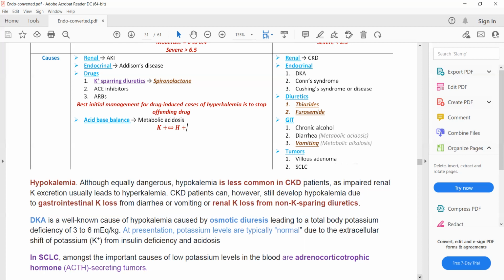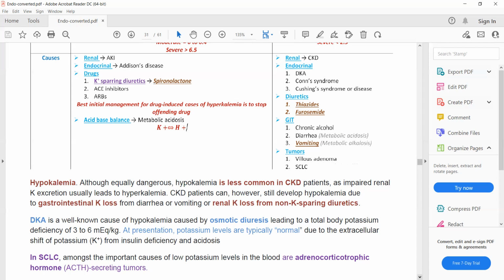So endocrine causes are due to aldosterone excess. Drugs such as diuretics, thiazide and furosemide, will cause hypokalemia due to loss of excessive potassium in the urine. Now, some GIT causes of hypokalemia: vomiting and diarrhea can cause hypokalemia as well because of loss of potassium ion in the vomiting or in the diarrhea.